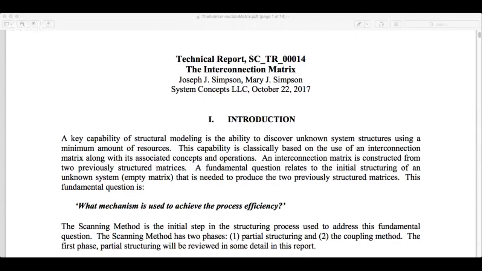Well, welcome to the Structural Modeling November 2017 video conference. Today we're talking about Technical Report 14, the Interconnection Matrix, and some ways to address issues with implementing software tools and processes to create matrices that are associated with interpretive structural modeling and basic structural modeling and just structural modeling in general.